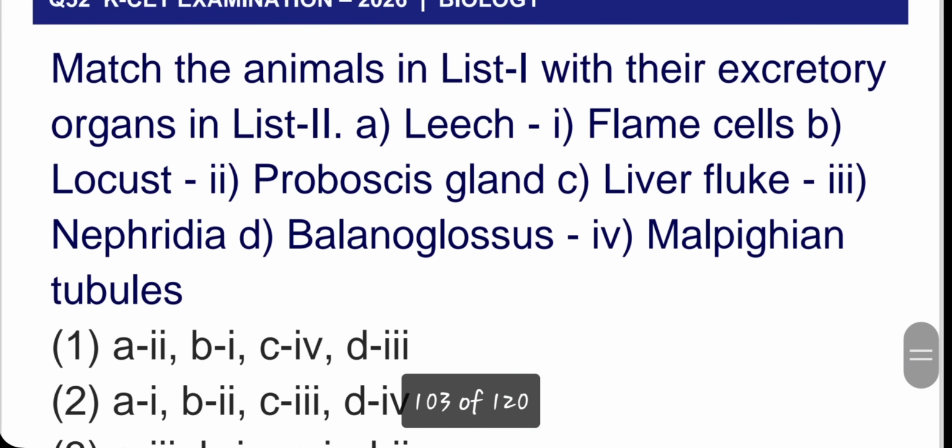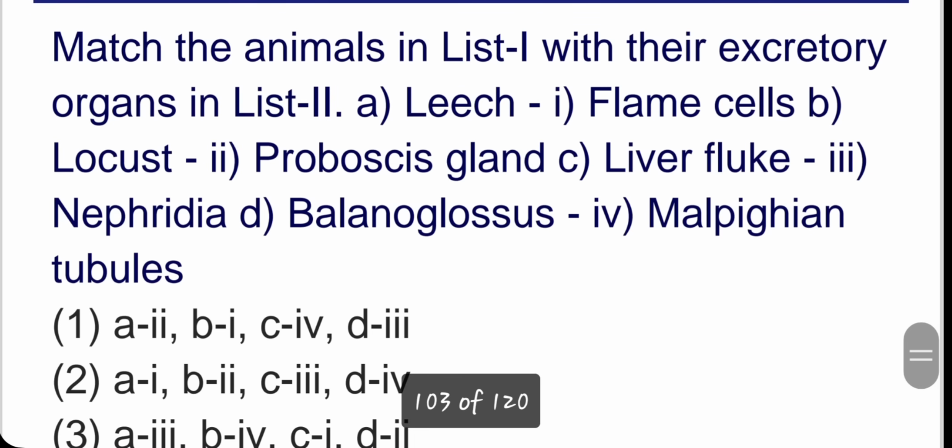Match the animals in list 1 with their excretory organs in list 2. So A, B, C, D, you just read it. Leech belongs to Annelida. Locust, Arthropoda. Then C, liver fluke, belongs to Platyhelminthes. Balanoglossus has a proboscis gland. So D2. Then locust, Malpighian tubules.